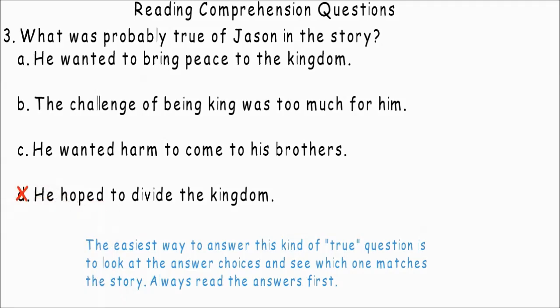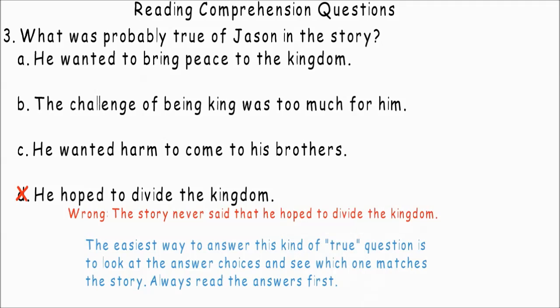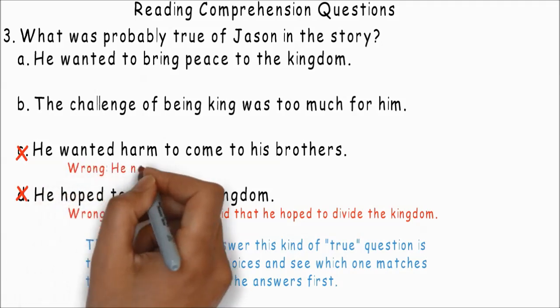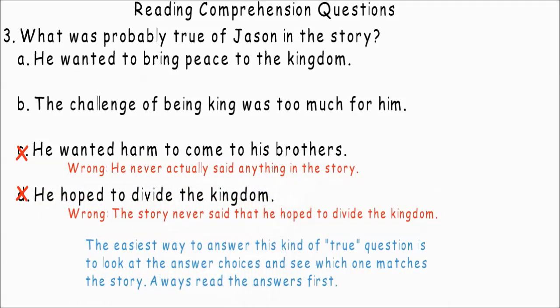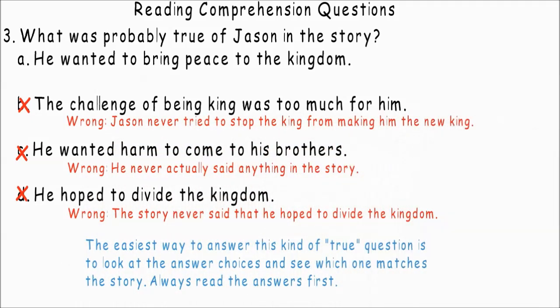It's not D. He hoped to divide the kingdom. The story never said that he hoped to divide the kingdom. It's not C. He wanted to harm his brothers, or he wanted harm to come to his brothers. He never actually said anything in the story. It's not B. The challenge of being king was too much for him. Jason never tried to stop the king from making him the new king.